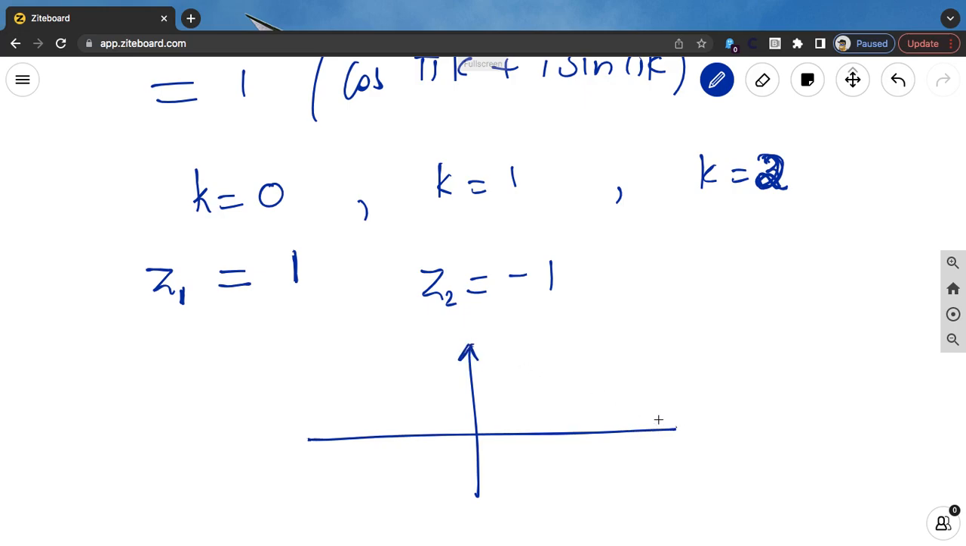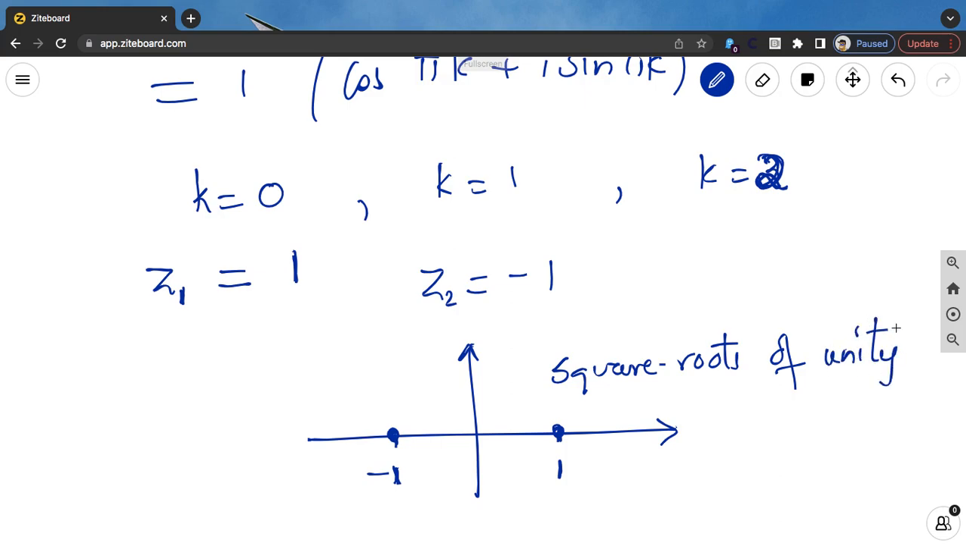On the Argand diagram, where are they? Square root of 1 is 1 and minus 1. This is where they are. These are the two square roots of unity.